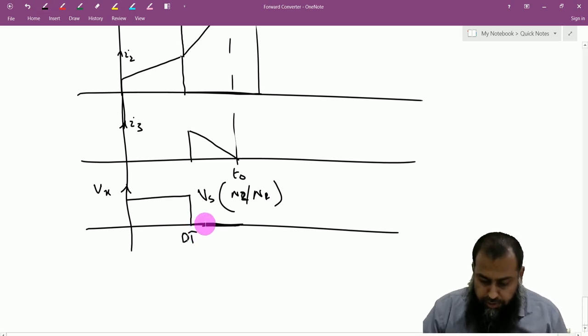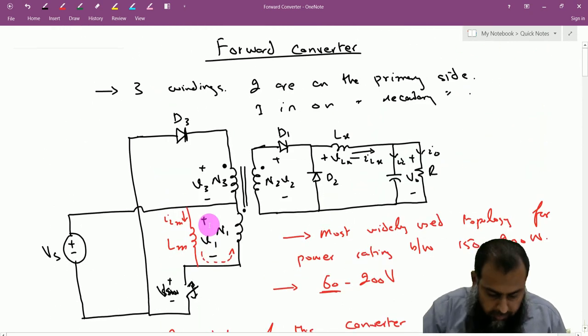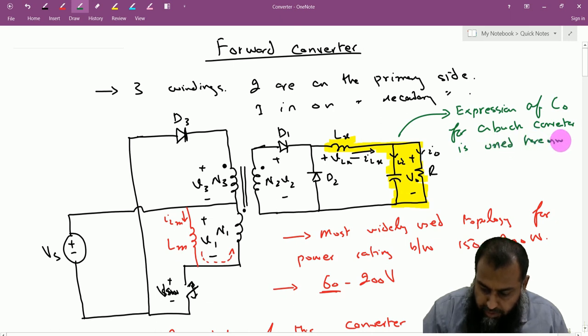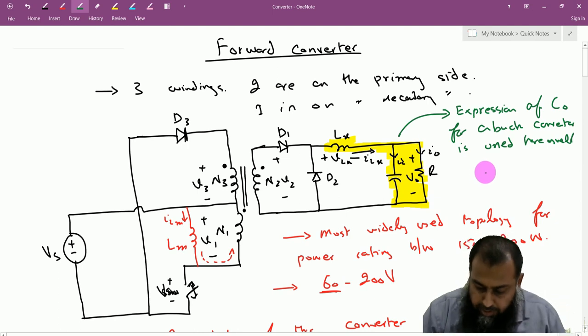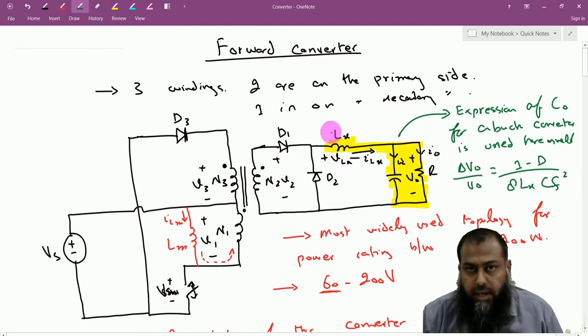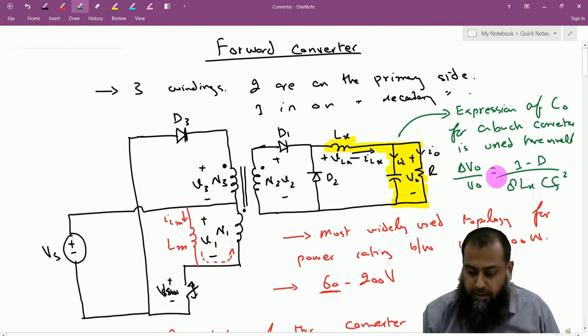We now need to find out the value of the output capacitor C0. If you see here, this whole stage is similar to that of a buck converter, and therefore the expression of C0 for a buck converter is used here as well. That is delta V0 over V0 equal to (1 minus D) over 8 Lx C f squared, where Lx is the inductance, C is the capacitance, and f is the frequency, expressed in terms of the ripple component of the output voltage.